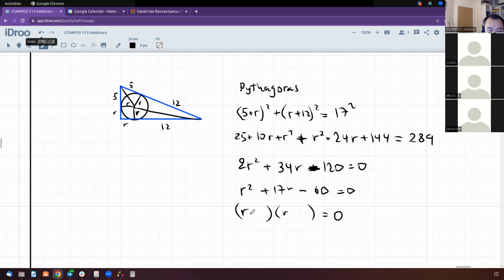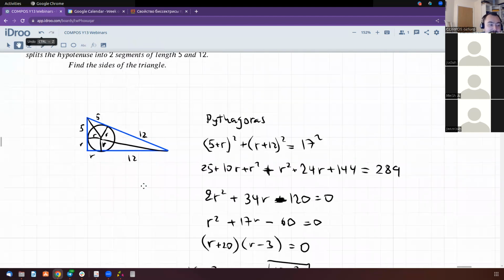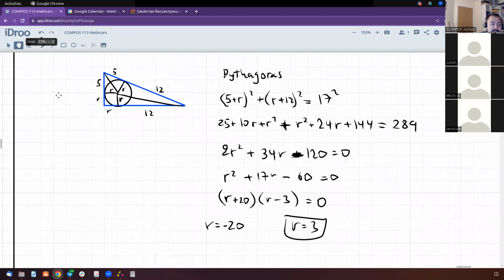So that's plus 20 and a minus 3. So you have R equals minus 20, which doesn't make any sense, and R equals 3, which makes perfect sense. Yeah, R equals 3. And what do we need? Oh, we need the sides of the triangle. So the answer: you have R plus 12, which is 15, 8, and 17.